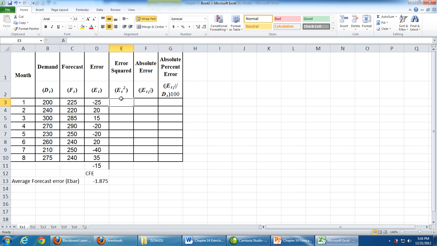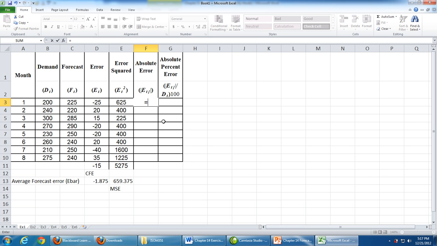Okay, next we are going to find the square of ET. So we use a hat to represent square, hat 2. We add the total E square together. Okay, then we find the average by taking the sum of ET square divided by n, the number of samples, 8. We call that mean square error, or MSE.